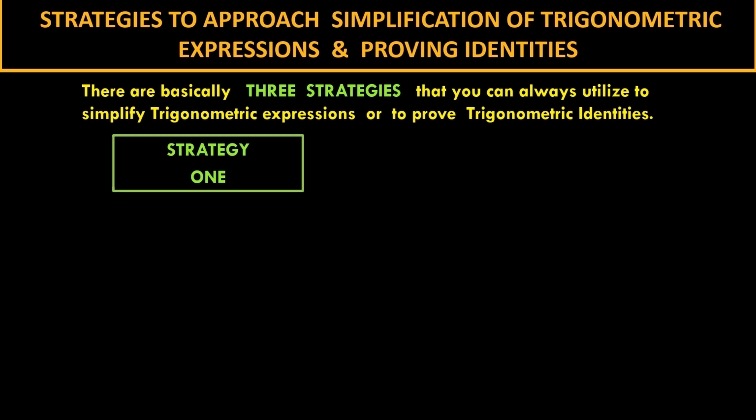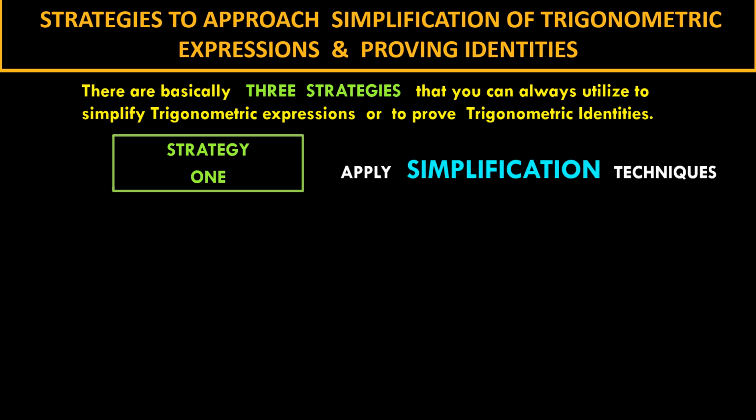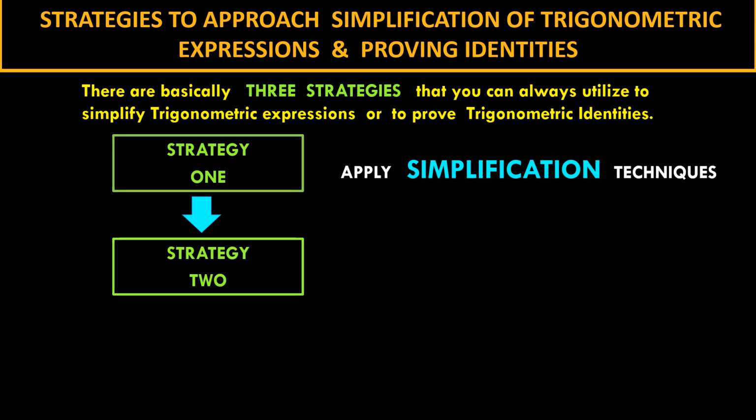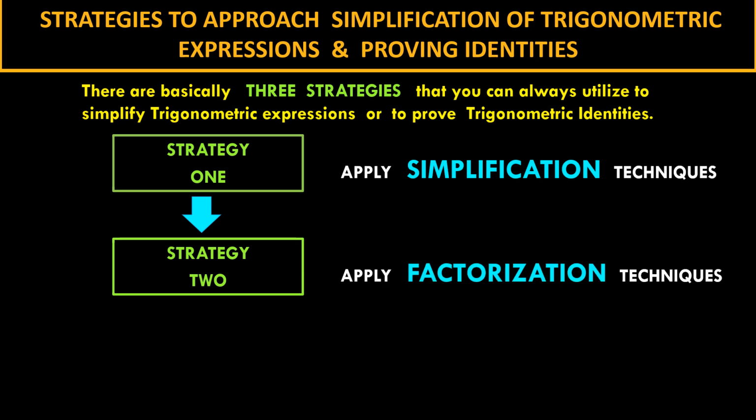Okay, first of all, the one I refer to as strategy number 1. This is a strategy where, when you have a problem, you always see whether you can simplify. So the emphasis is: always see whether you can simplify. Now, if you can't simplify, then there is another option for you to use, and this I refer to as strategy 2. And this is where you apply factorization.